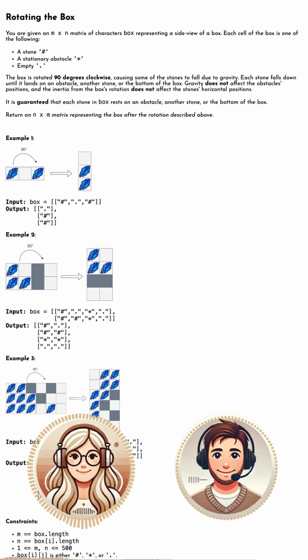Skipping the rotation step sounds impossible. How does that even work? It's all about mapping coordinates. Think about what a 90-degree clockwise rotation does. Rows turn into columns and columns turn into rows. Right, that's the basic idea of rotation.